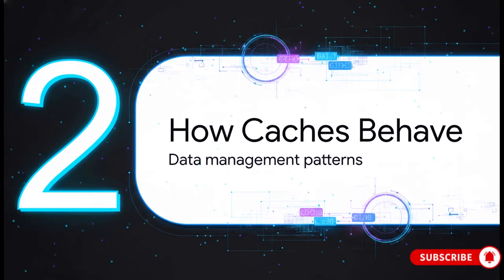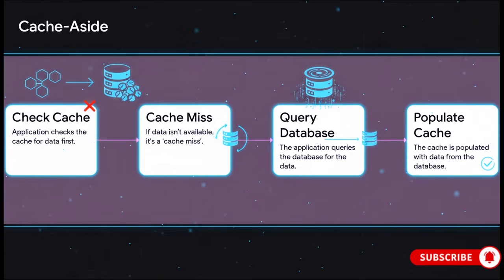All right, so we know where a cache can live, but how does the data get into the cache in the first place? Well, this is where two fundamental patterns come into play. These patterns really dictate the when and how of updating the cache. Okay, the most common strategy is called cache-aside, but you'll also hear it called lazy loading. And it's a reactive approach.